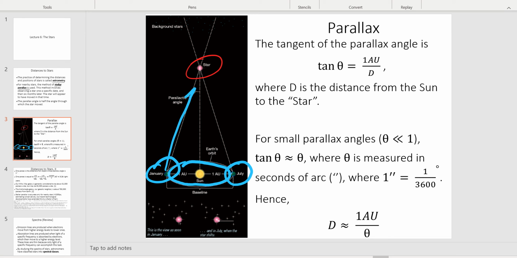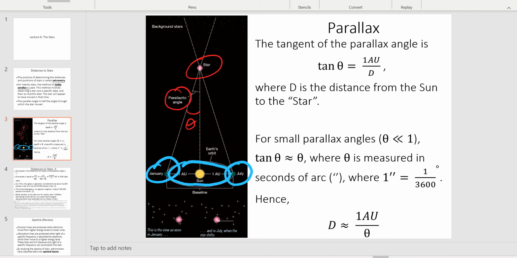When we are staring at the star in January, we look at it in this direction, and then in July we look at it in this direction. The star will appear to shift, therefore, over the course of this 6-month period, and this shift is called the parallax angle, which is usually symbolized with a theta.